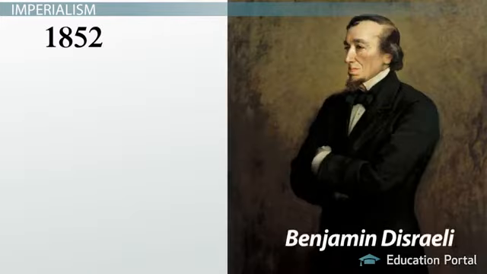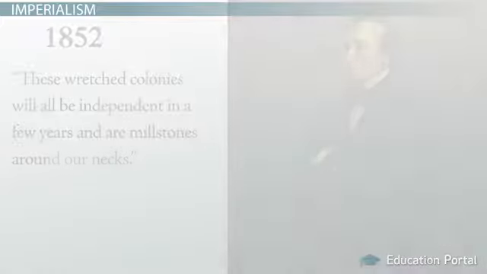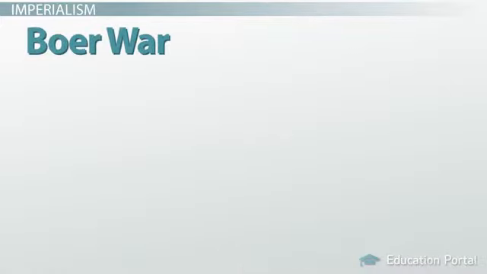Of course, everyone did not agree about the benefits of having colonies. In 1852, Benjamin Disraeli said, "These wretched colonies will all be independent in a few years, and are millstones around our necks." In fact, a common feeling was that colonies were entirely too much trouble to maintain, and that the people would eventually rebel for their independence. A well-known example of this was the Boer War in 1899.